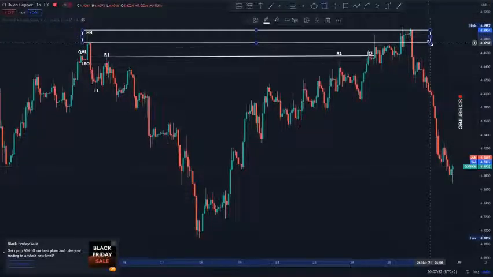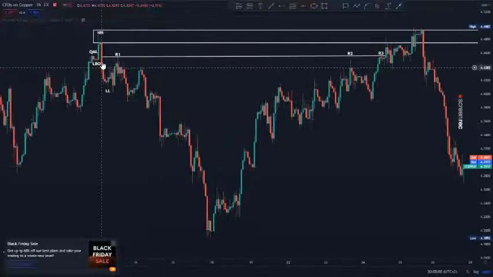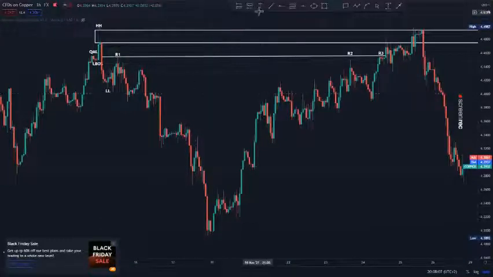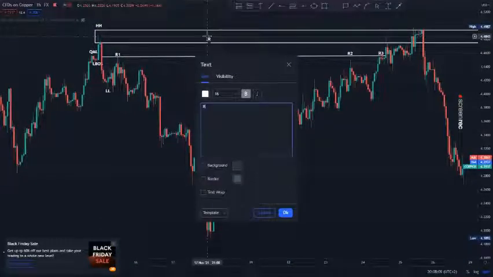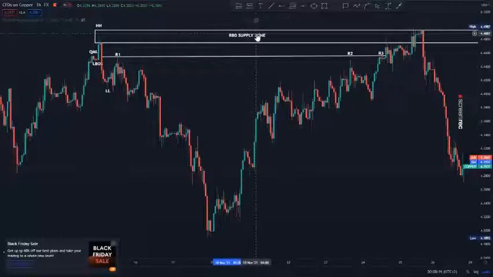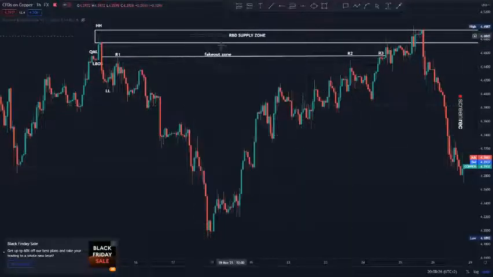Okay, so you look for that particular level where the market is going to reverse from. So this is what I had: a rally base drop supply zone, right? And then from here I have my fake out zone right here. This is where all the fake out happened.